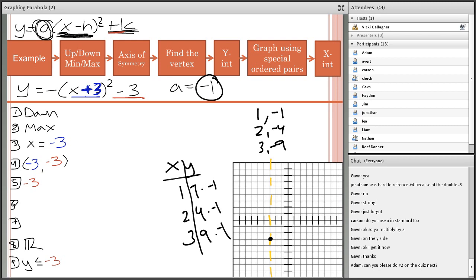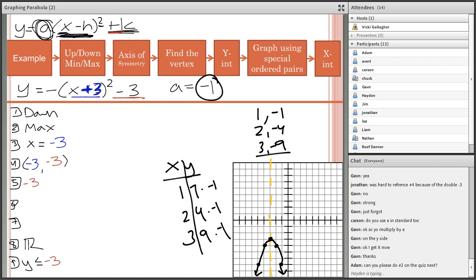Okay, so I'm going to go right 1 and down 1, left 1 and down 1. Pencil back on the vertex, right 2 and down 4. 1, 2, 3, 4. Left 2, down 4. Now I can't fit 3, 9 on here, so I will not be graphing that for this problem. And I get this. So now my two empty answer lines are the x-intercept and the y-intercept.